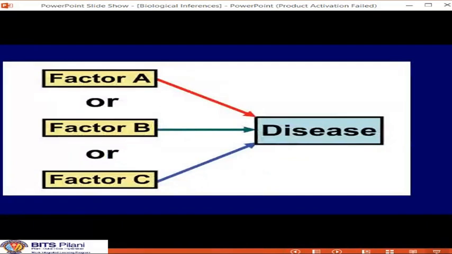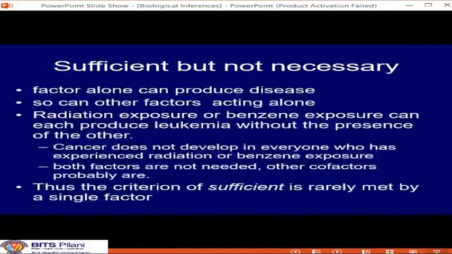The third way: factor A or factor B or factor C could cause disease. This is slightly different from the previous example. Any of these factors could lead to disease. So now we call this sufficient by themselves, but not necessary. The factor alone can produce disease. For example, we know that benzene exposure can produce leukemia without other factors. We also know that radiation alone can cause leukemia. So these are sufficient in themselves, but not necessary.